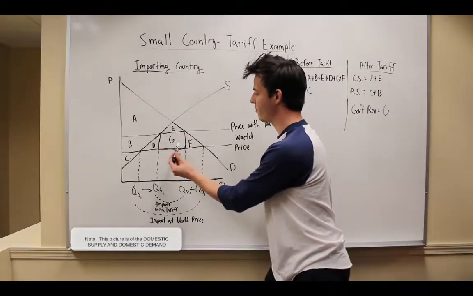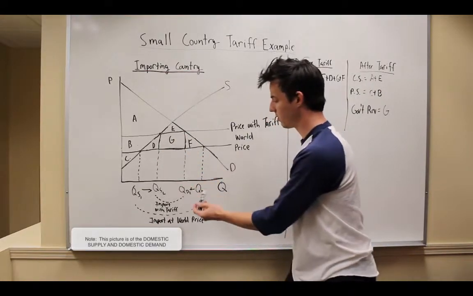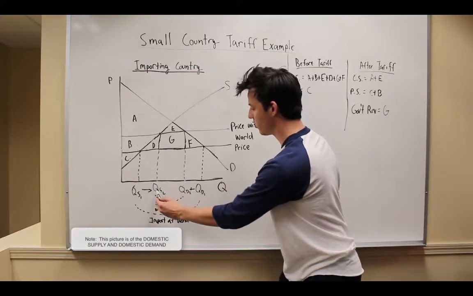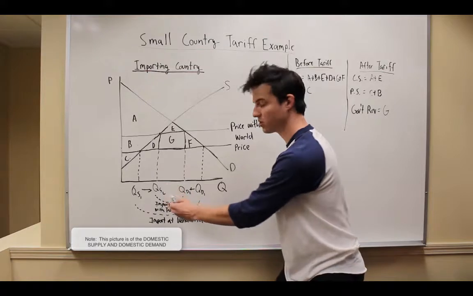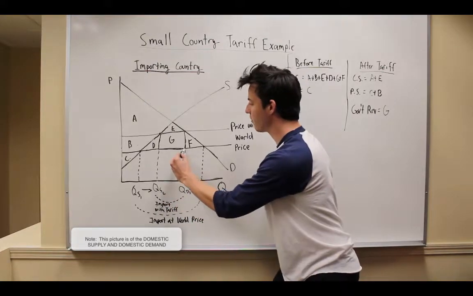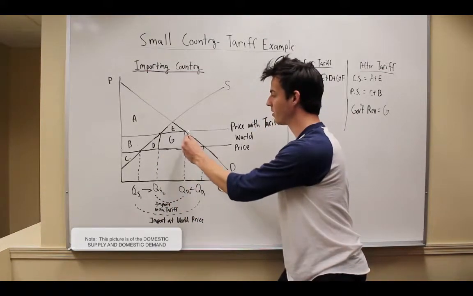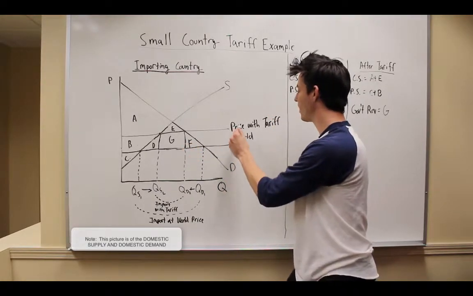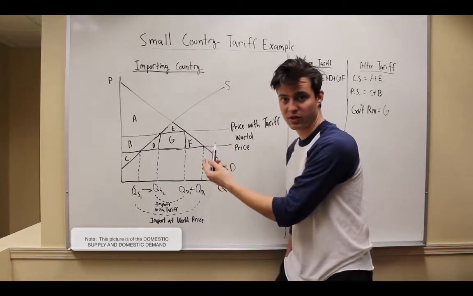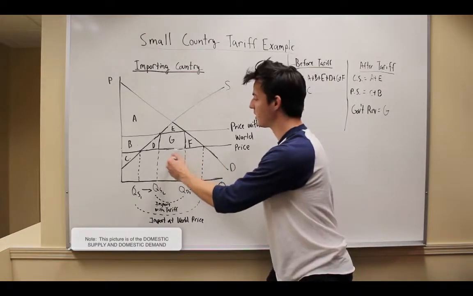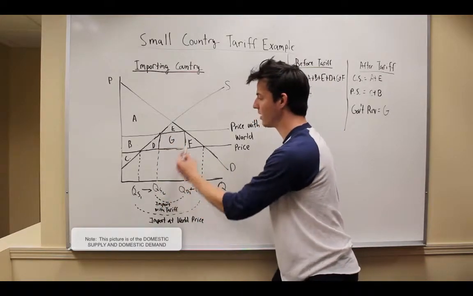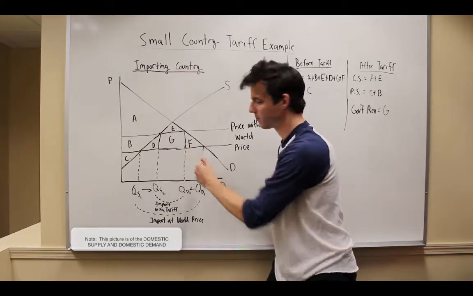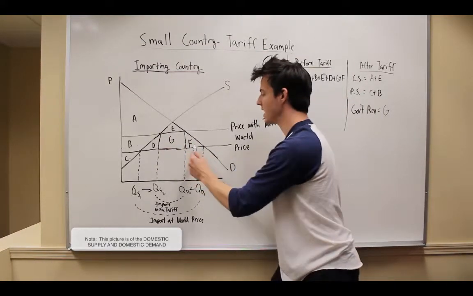So this government revenue right here, we see that the government revenue is the distance between our new quantity supplied and new quantity demanded, which is the amount imported. That's our base times the height of this rectangle, which is the difference between the world price and the price with the tariff, which is simply the size of the tax. So essentially, government revenue is the amount imported times the size of the tax, which gives you this rectangle right here.